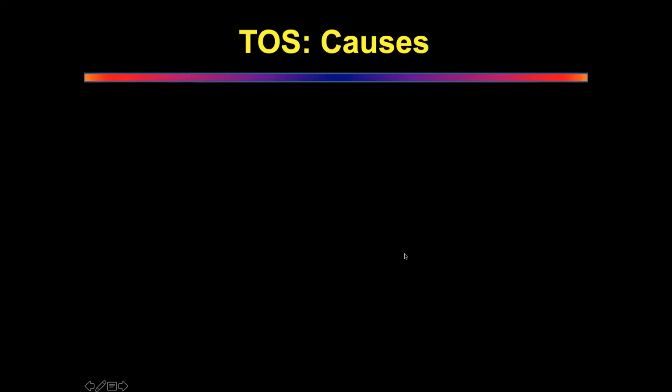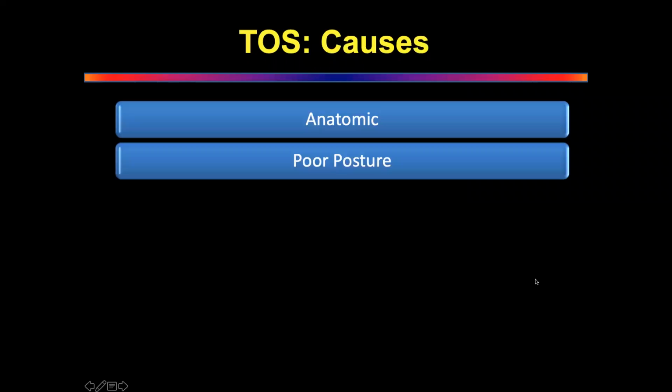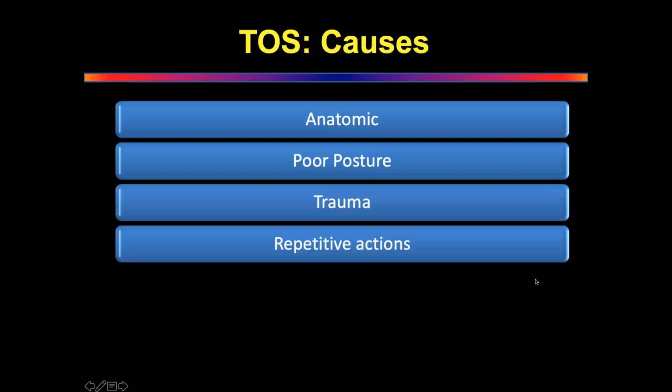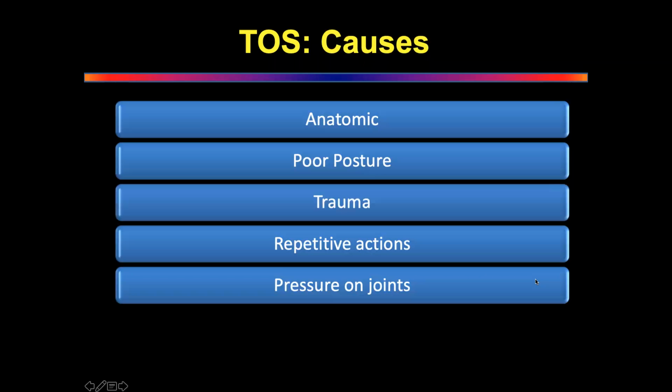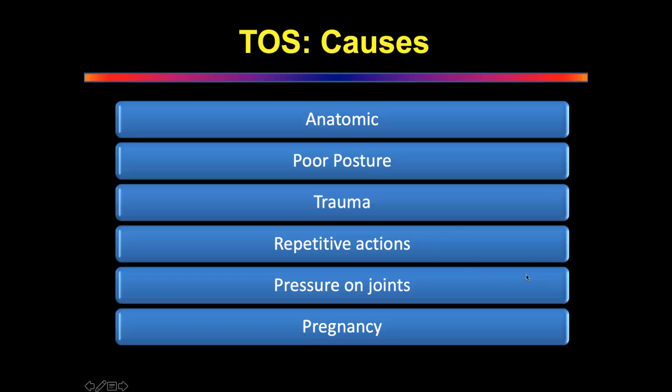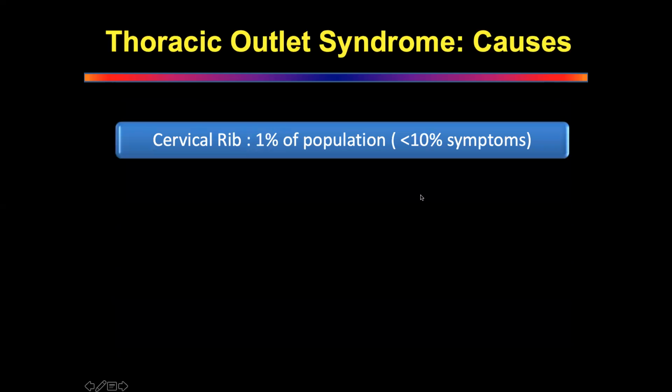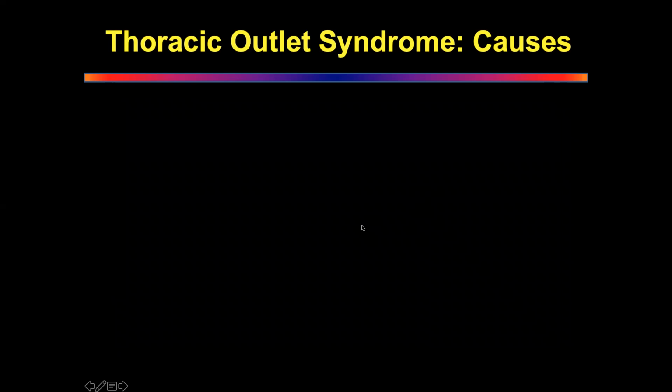So what are the standard causes of TOS, thoracic outlet syndrome? We spoke about anatomic structures. We spoke about poor posture, trauma, repetitive actions, pressure on joints. Pregnancy can cause thoracic outlet, okay, by changing the physiology there. So why do you get thoracic outlet? Anatomically, what are the causes of thoracic outlet?